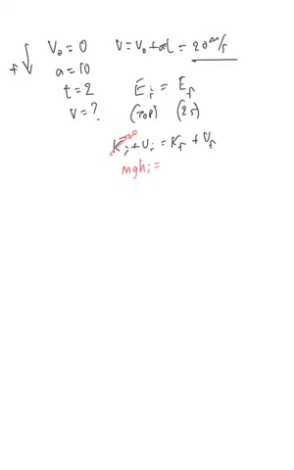mgh initial equals 1/2 mv squared final plus mgh final. And you know the rest of this now. Cancel out the m's since there's an m in every term. Solve for the h final. And you should get an answer of 60 meters.